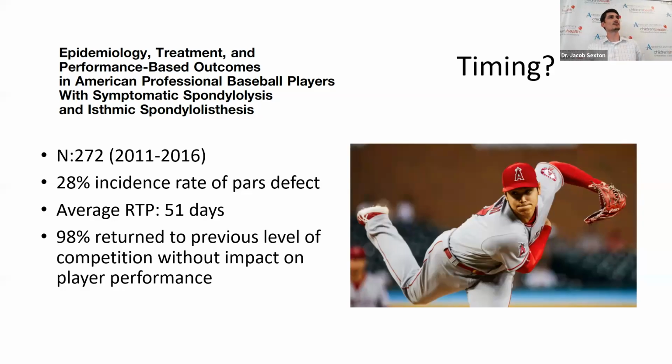Every injury has to be recorded, has to be documented. So they went through this and they found every incidence of back pain. And then they went down and found all the incidents of specifically spondylolysis. So 28% incidence in the MLB, average return to play, 51 days. Okay, that's their average.